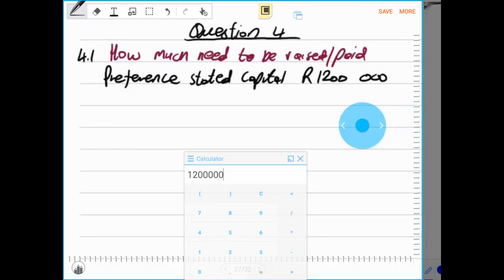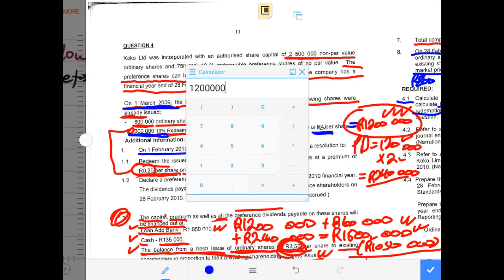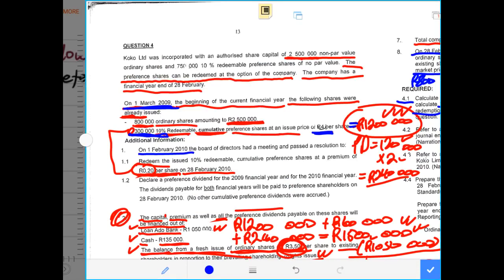Remember, once again, I'll bring you back to my scenario because I want you to be clear with this. If only 70% was redeemed, remember I used the scenario of 70%. I said if 70% was redeemed, not all of them. Let me write it. If 70% was redeemed.